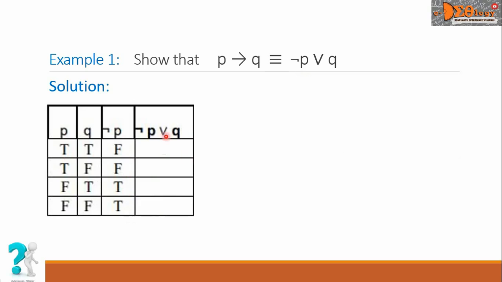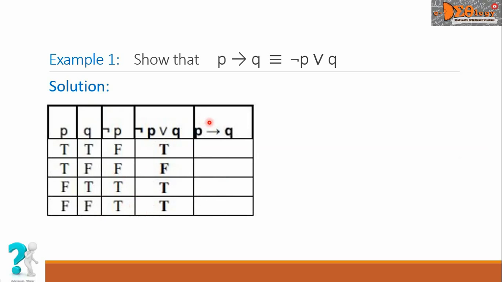Now, let's have not P or Q. Remember that for the OR operation, this is only false when both of their propositions are false. So the values are F or T is T, F or F is F, T or T is T, T or F is T.